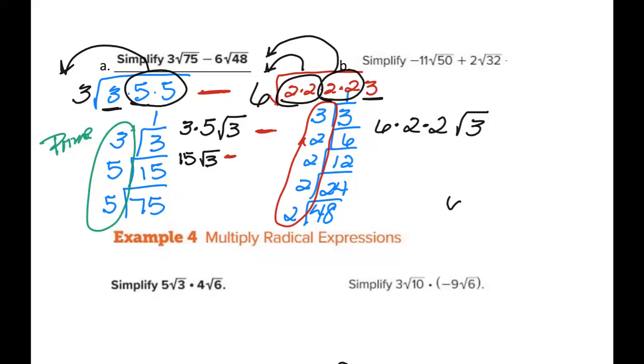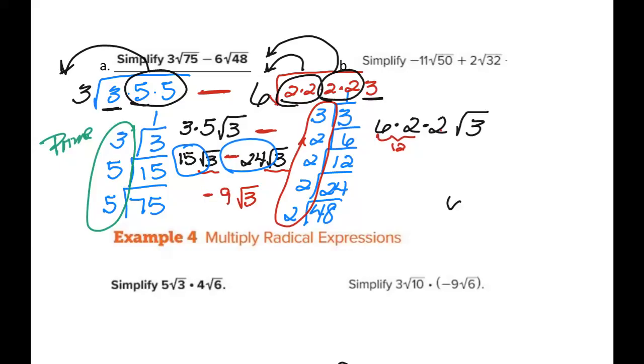minus 6 times 2 is 12. 12 times 2, 24. Times the square root of 3. I can combine these because we are subtracting and they have that same radicand. So I keep the square root of 3. And 15 minus 24 is negative 9.